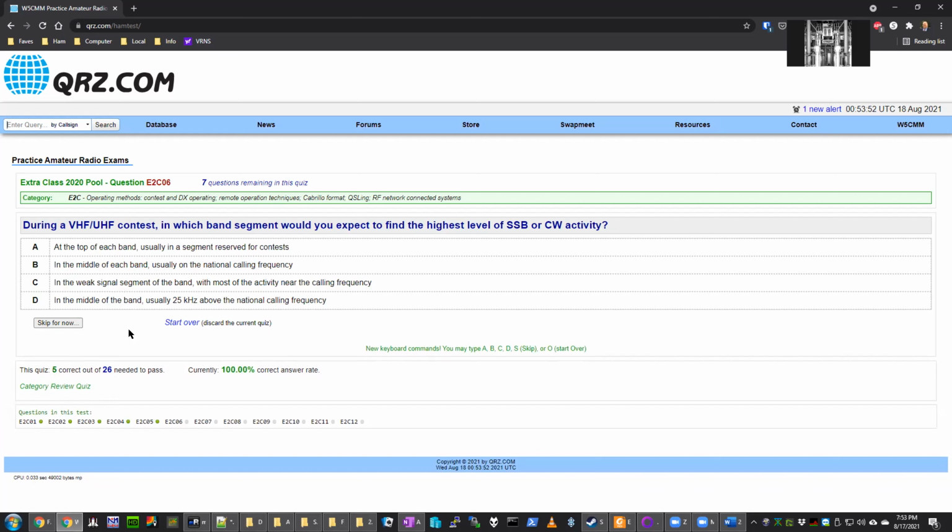During a VHF UHF contest, in which band segment would you expect to find the highest level of single sideband or CW activity?